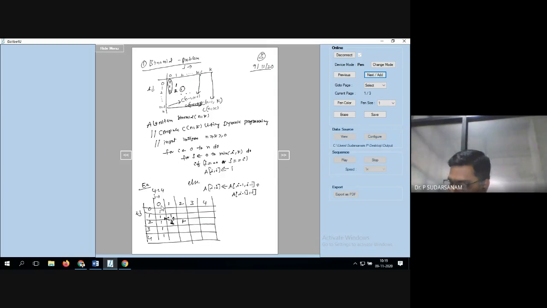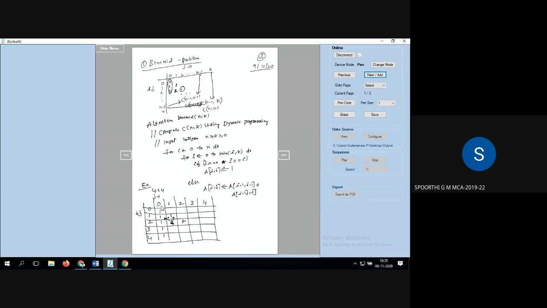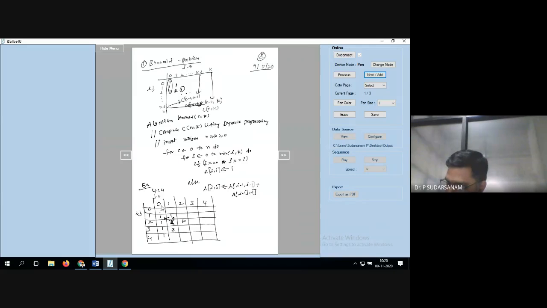Now come to A of 3 comma 2. So 3 comma 2 is nothing but, whatever you have told, the previous value plus the left-hand side value. Now tell me this: A of 3 comma 1. Sir, 3. Yes. Next, 3 comma 2.